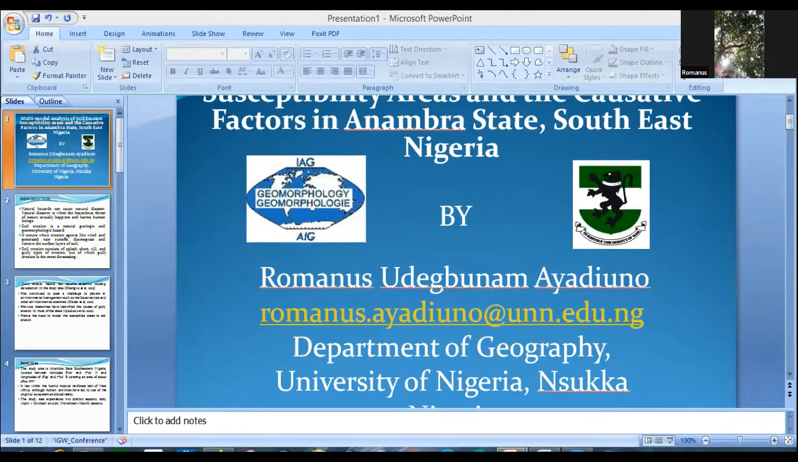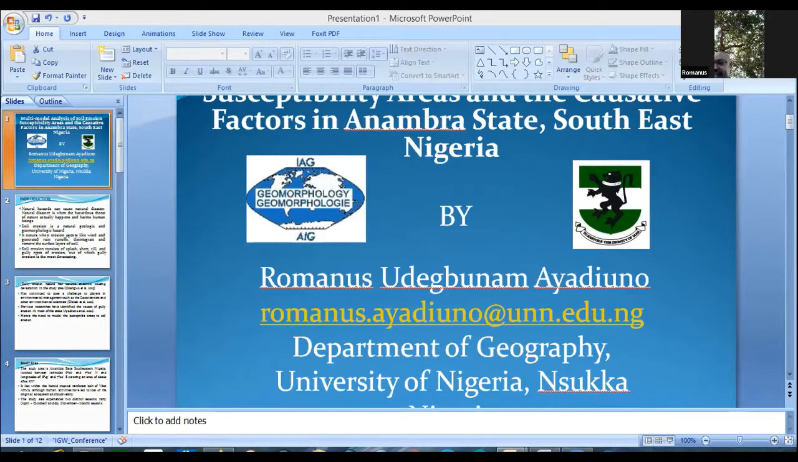Previous researches have identified the causes of this gully erosion in our study area, but efforts made by government and other non-governmental agencies to mitigate this soil erosion menace have achieved little. Hence, the need to model susceptibility areas in the state so that it will help us in land use management in this area.